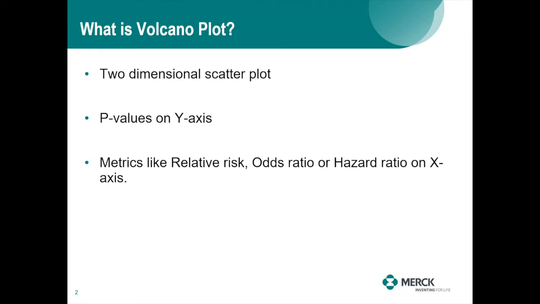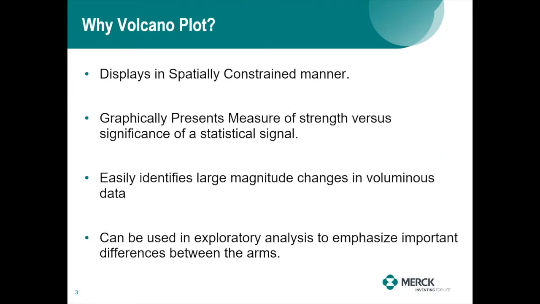It's a two-dimensional scatter plot with p-values on the y-axis and metrics like relative risk, odds ratio, or hazard ratio on the x-axis. Next, why a volcano plot? There are a lot of plots generally to display a large volume of data, but the volcano plot is very unique because of the spatially constrained manner and also because the metrics we use are different.